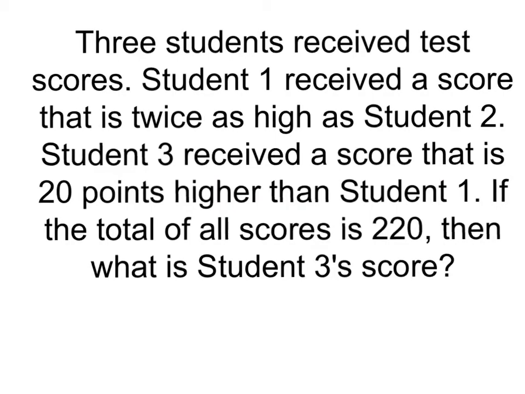Three students received test scores. Student 1 received a score that is twice as high as student 2. Student 3 received a score that is 20 points higher than student 1. If the total of all scores is 220, then what is student 3's score?